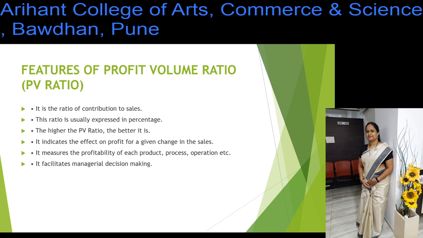It measures the profitability of each product, process, operation, etc. As it provides information about the efficiency of product, production, operation and process, it helps management take a decision about every product and every process. Whether the process we have adopted is accurate or not, management can decide what alterations and changes need to be made. These decisions management can take on the basis of profit volume ratio.